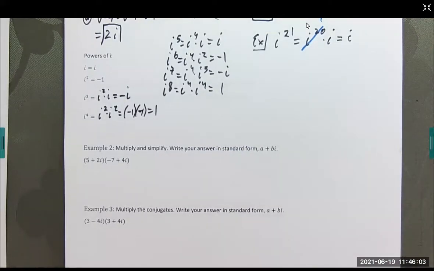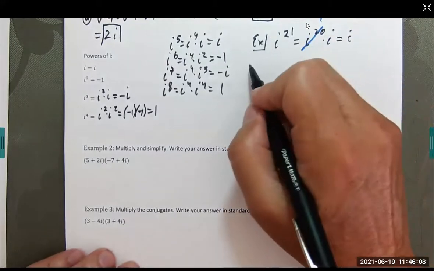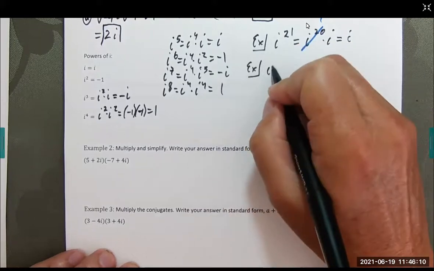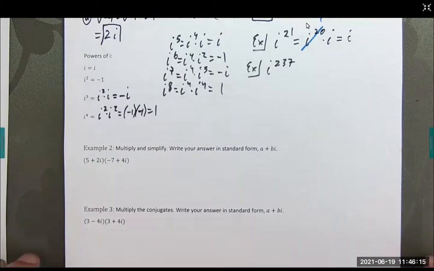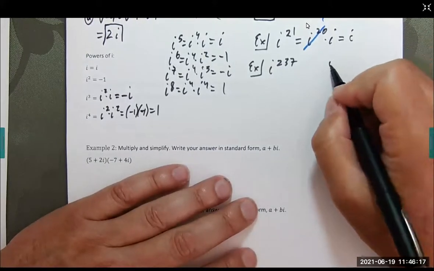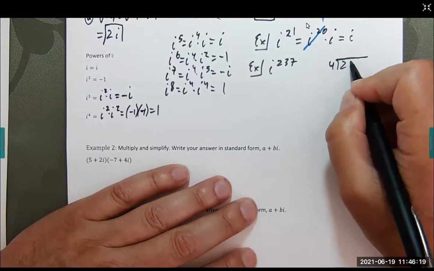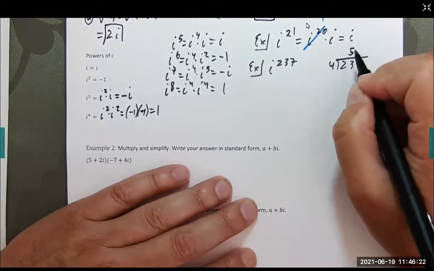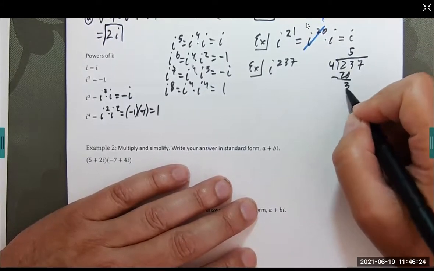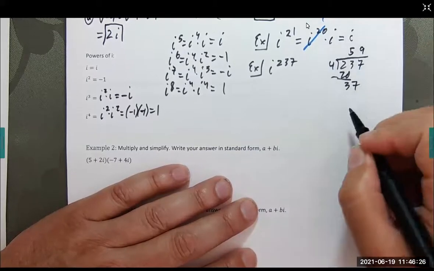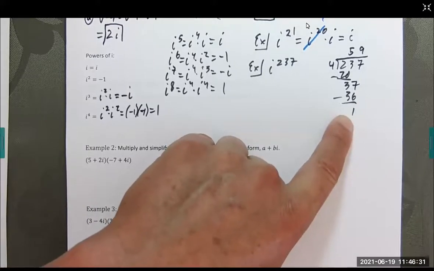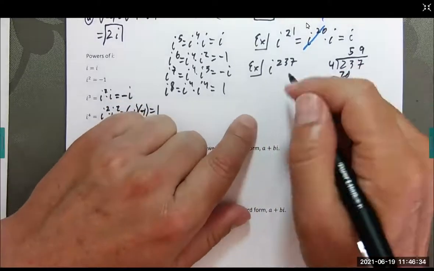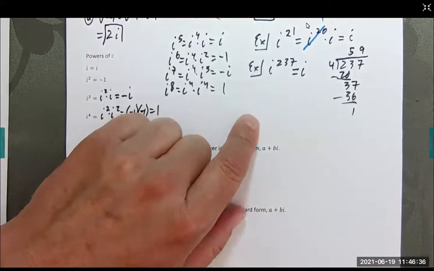Now this one was easy because I knew that 20 was a multiple of 4. What if I have a much larger number? I to the 237th power. Well, what I can do is just divide that out by 4. And the key here is that remainder. That means that this literally turns into I to the first power.